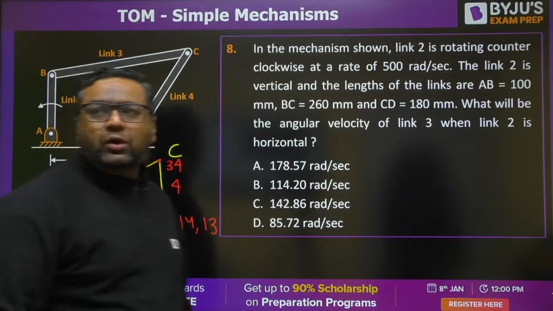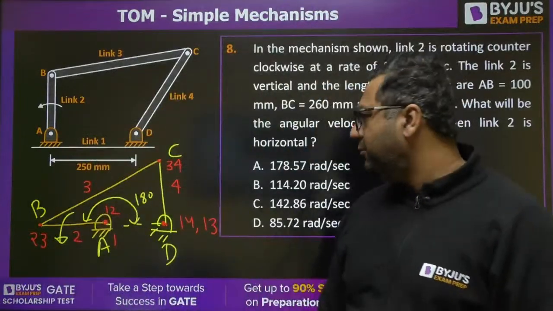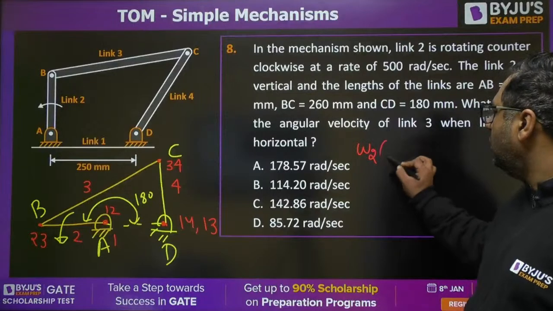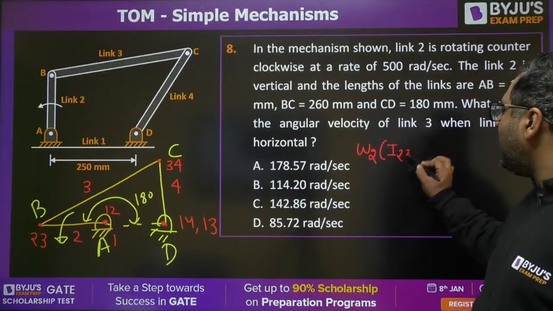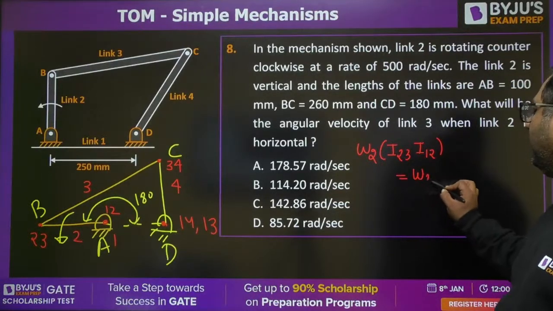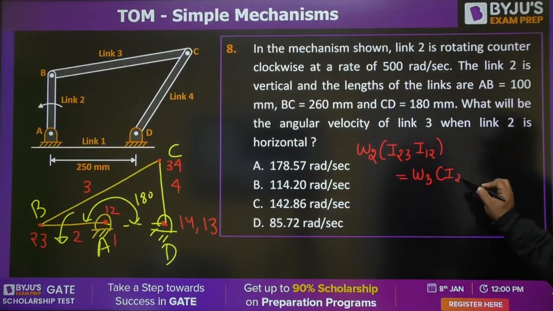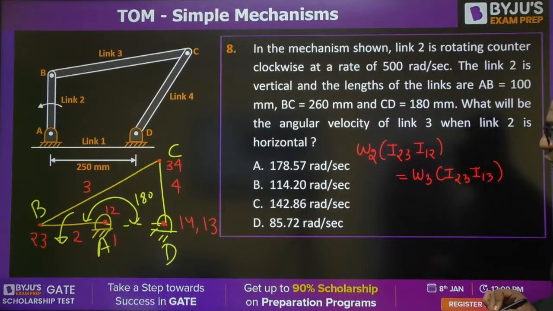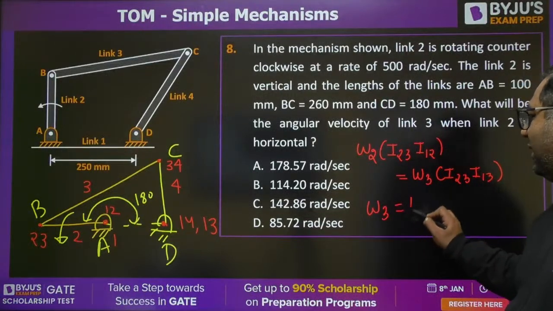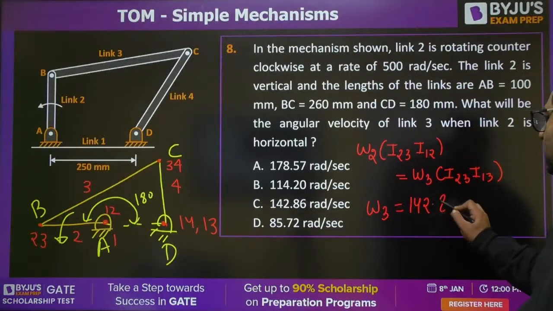You will apply the theorem of angular velocity this time. You will say omega 2 I23, I12 is omega 3 I23, I13. So you would be finding the omega 3, and you would get 142.86 radians per second.